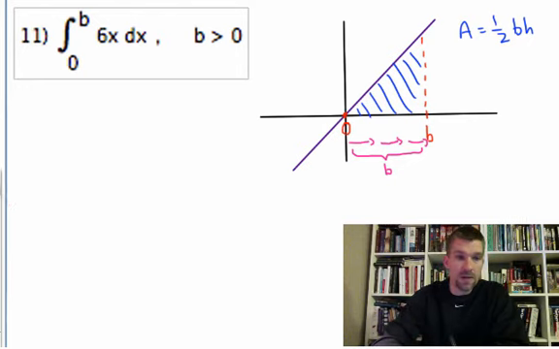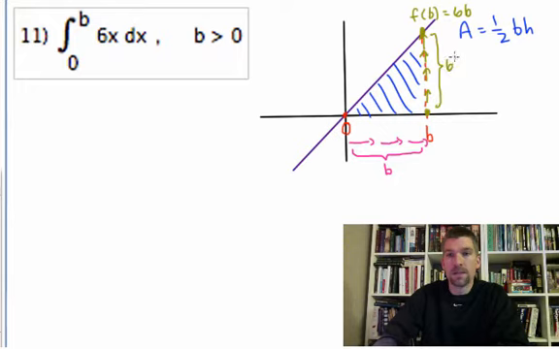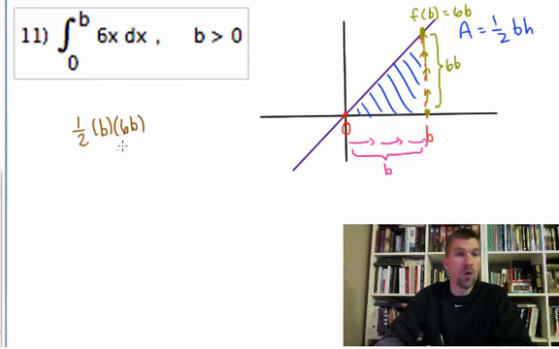The height of this particular guy starts right here at b and goes all the way up to my line. Now, where's the height of my line? It's the function at b, which in this case is going to be 6 times b. So my height then is 6b. So what would the integral equal? My integral is going to equal 1/2 times the base times the height, or 3b squared.